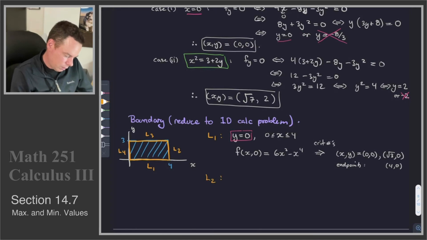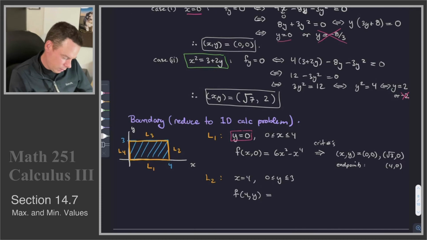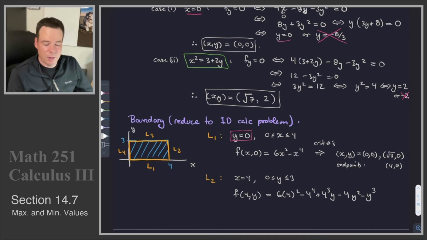So for L2, that's when x is equal to 4 and y is between 0 and 3. So our function is going to be f(4, y). If we write down what that is, it's 6 times 4 squared minus 4 to the power of 4 plus 4 to the power of 3y minus 4y squared minus y cubed. So plugging in x equals 4 into our expression for our function, now we've got a function of a single variable.